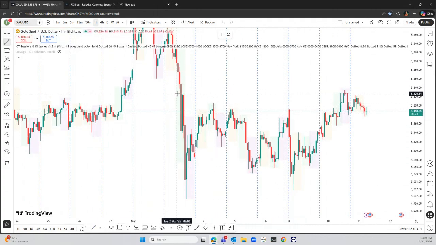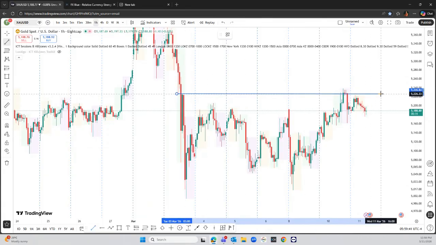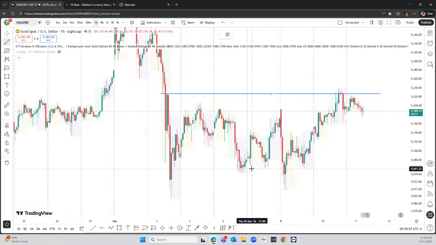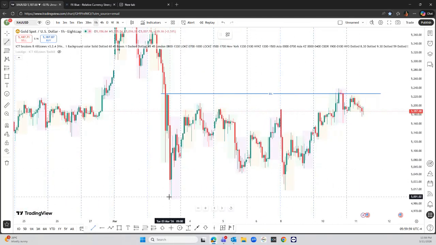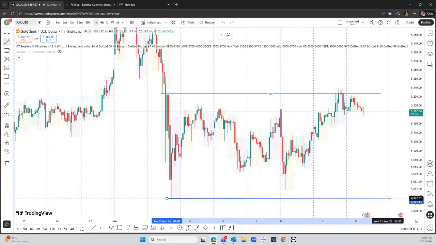So this is the external liquidity. See these highs here. We have some external liquidities at that particular point. And what is the name of these external liquidities? These we can call buy side liquidity. Then below here, we have some other liquidities. These are also buy side, sell side liquidity.